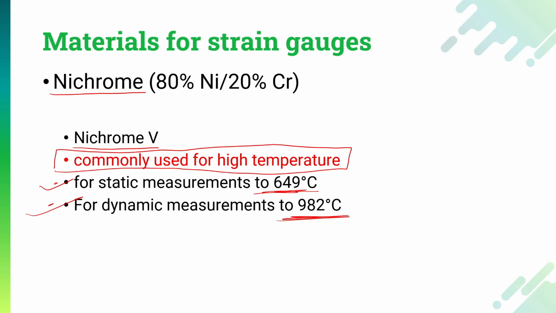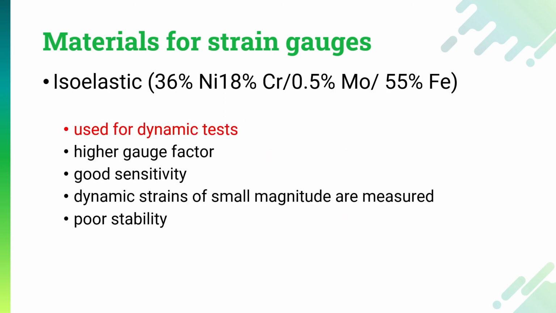The next material is the isoelastic material, which is a nickel iron alloy, plus there are some other ingredients in it, and it is mostly used in dynamic tests. Now, what are the major properties? It has a good gauge factor, and it has good sensitivity when it comes to dynamic strain of small magnitude.